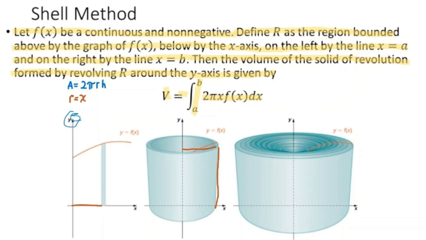The height of the shell corresponds to the height of the rectangle, which would be f of x. So the area of our cross section, A of x, would be 2 pi, replace the r with x, and the h with f of x. And as we've seen in the previous section, to find the volume of a solid when we know the area of its cross sections, and as we can see in the last figure, each cross section would be a cylindrical shell. So we would integrate our area function over the interval a to b, and that's how we get our formula for the shell method.